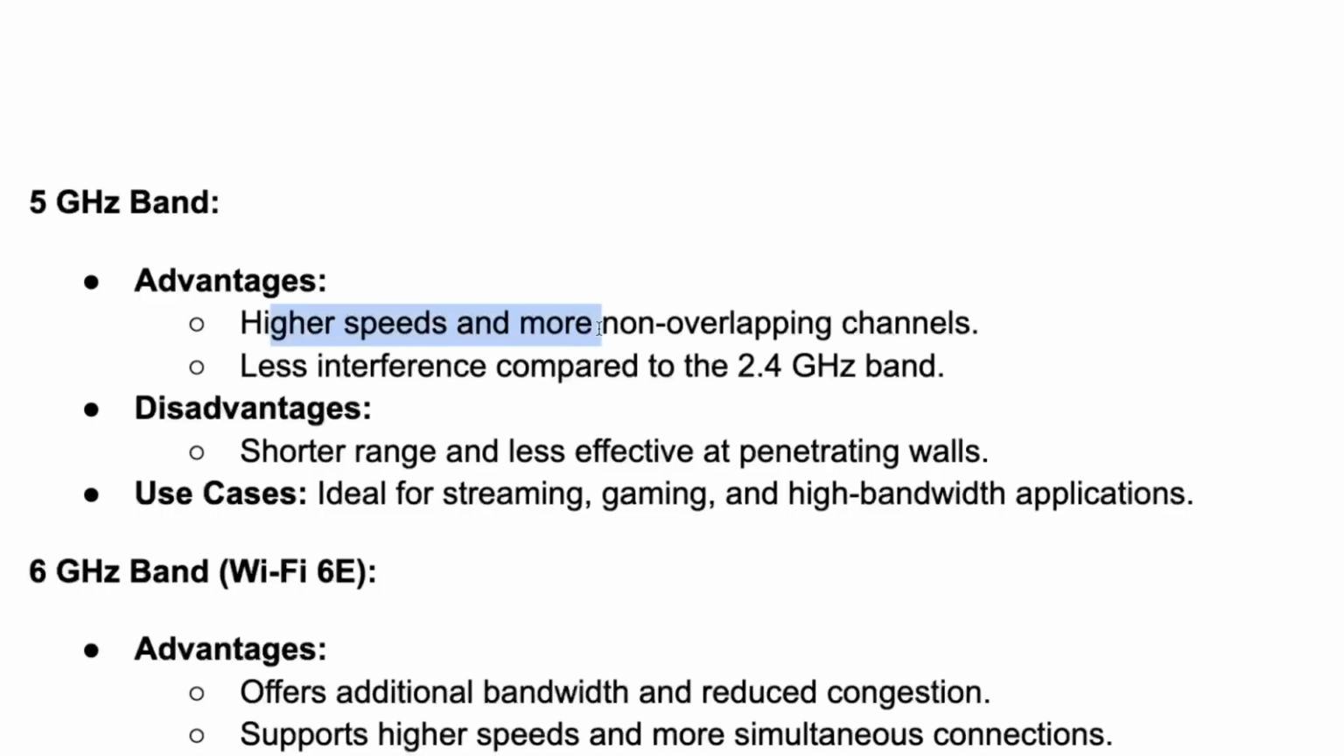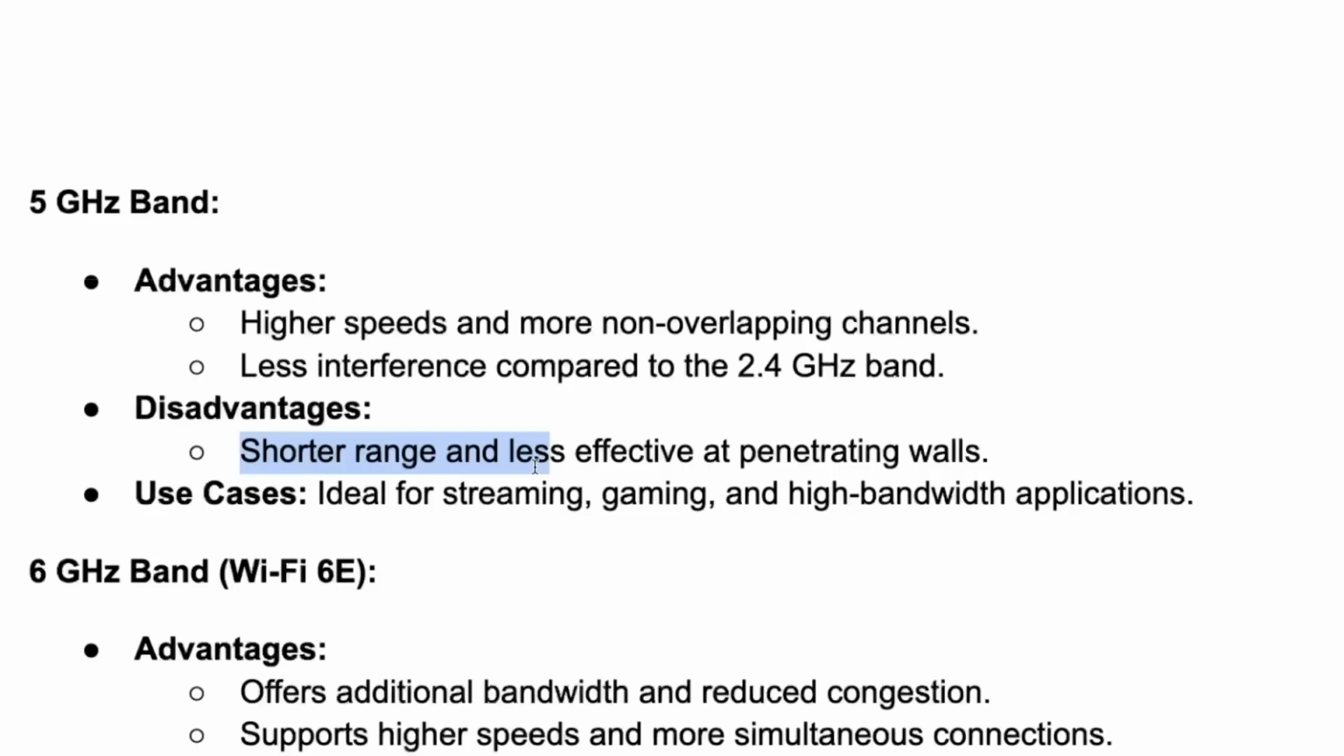So it has really high speeds compared to 2.4. Obviously, it's pretty much at least 2x of what's available on a 2.4 gigahertz band. And there's more non-overlapping channels that are available. And there's less interference compared to 2.4 gigahertz because, for the most part, all of your smart appliances and devices will be connecting to the 2.4 gigahertz band, and all of your important devices will actually be connecting to the 5 gigahertz.